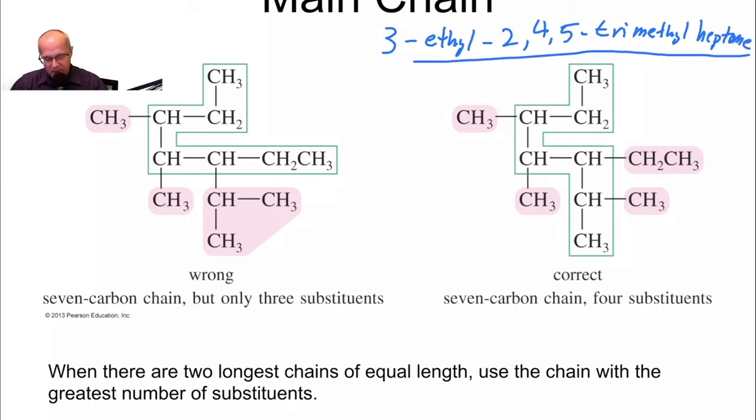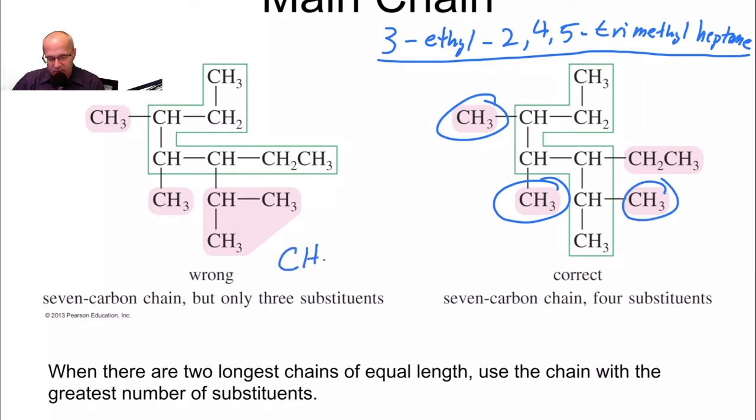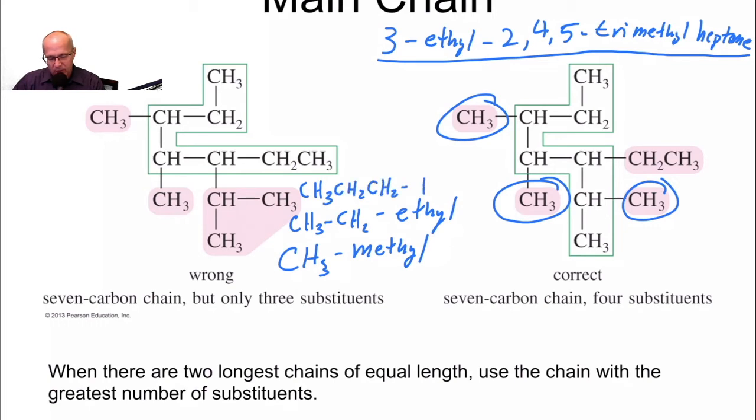Okay. Now I know that's a complicated example out of the gate. I get it. But here's a few things you want to take home with you. These are CH3s. CH3 is always called methyl. CH3, CH2, that's ethyl. CH3, CH2, CH2, that's propyl. You see what we're doing here?